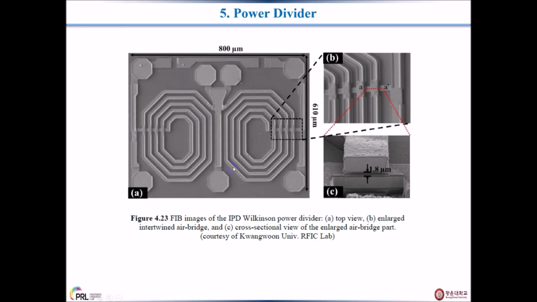This is the FIB image of the IPD power divider. Figure A is the top view, B1 is the enlarged view, and C is the cross section of the enlarged air bridge part, meaning this section of the power divider.